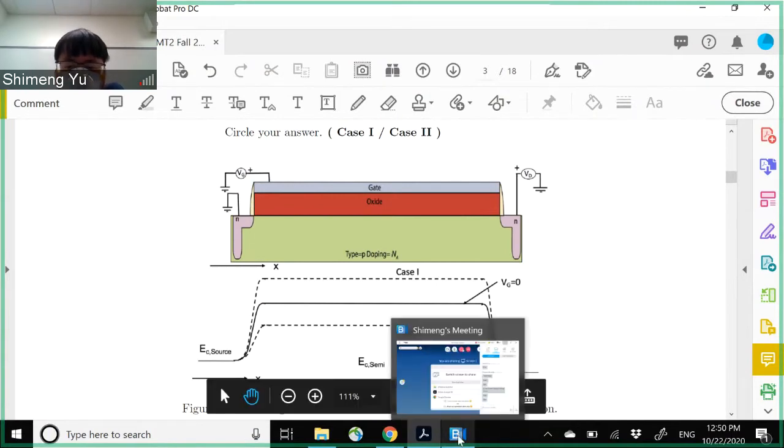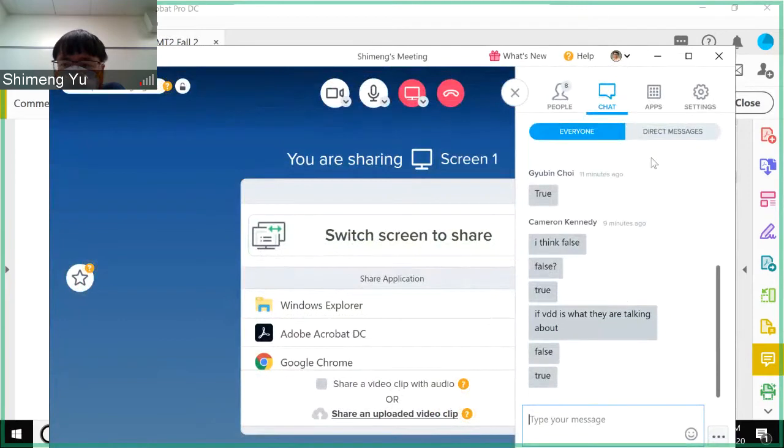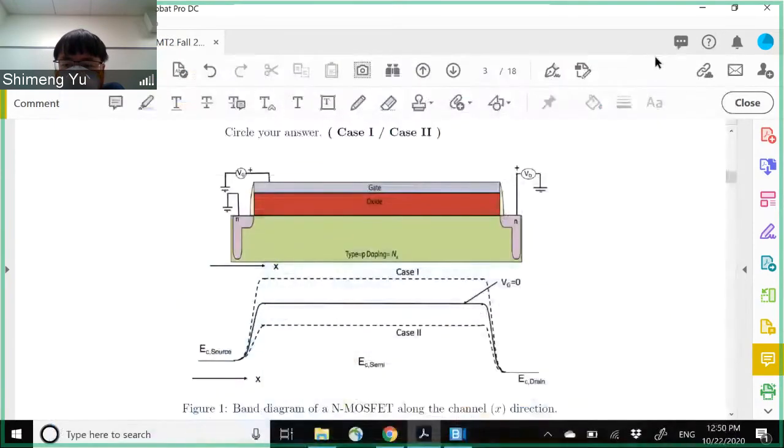Any idea? Case 1 or 2. If the solid line is gate voltage equals 0, then which one is gate voltage larger than 0? Or in other words, this is an NMOS transistor. So in other words, when you apply positive gate voltage to the NMOS gate, the band is going to be pushed down or pushed up.